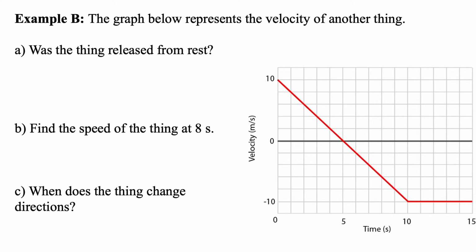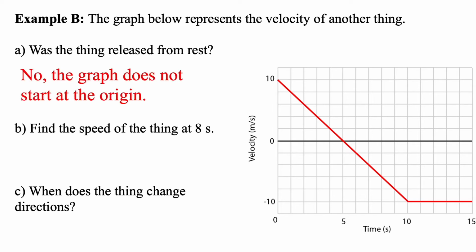All right, so one more example looking at a velocity versus time graph, and this will get into asking about displacement later on. So this is the velocity of a thing. It starts positive, goes to 0, then goes negative. So question A, was the thing released from rest? Obviously the answer is no, because it starts at 10. So the graph was not released from rest.